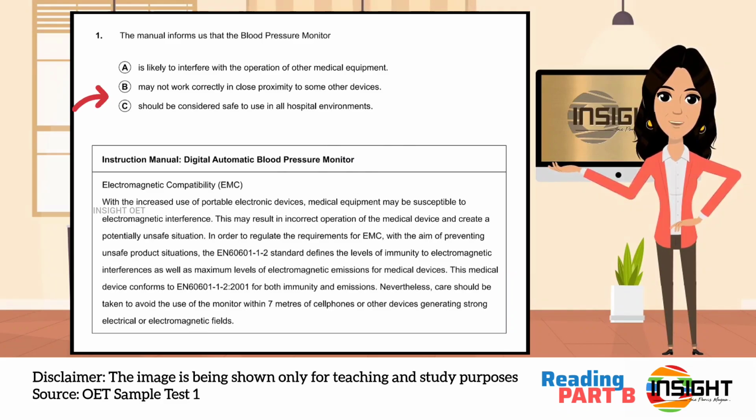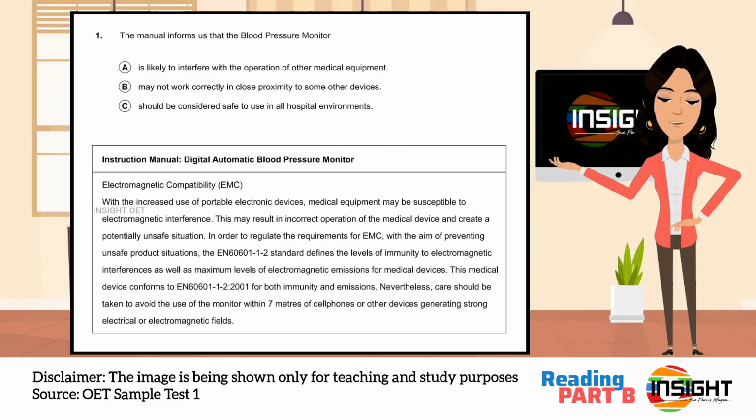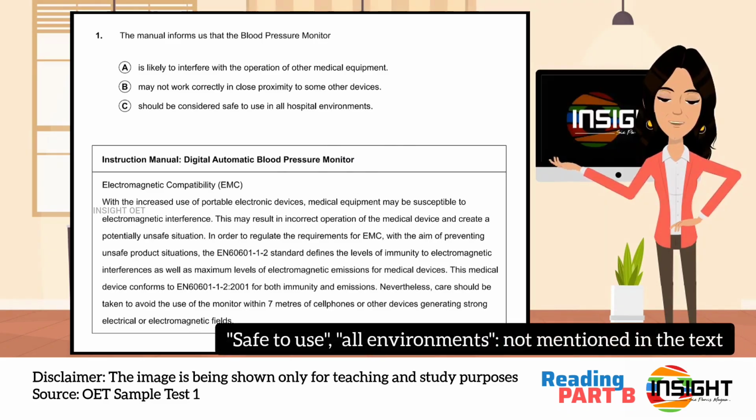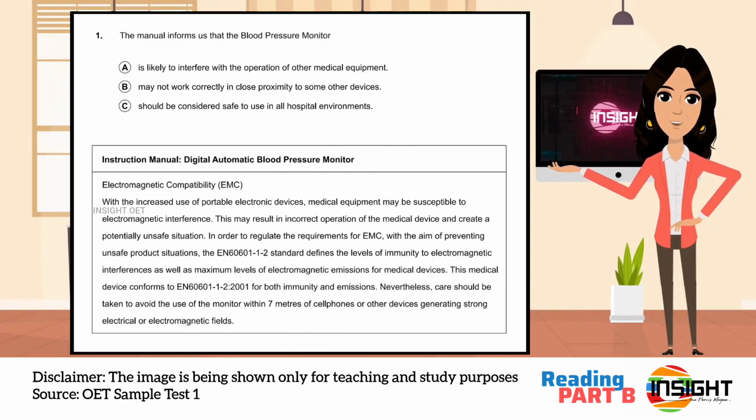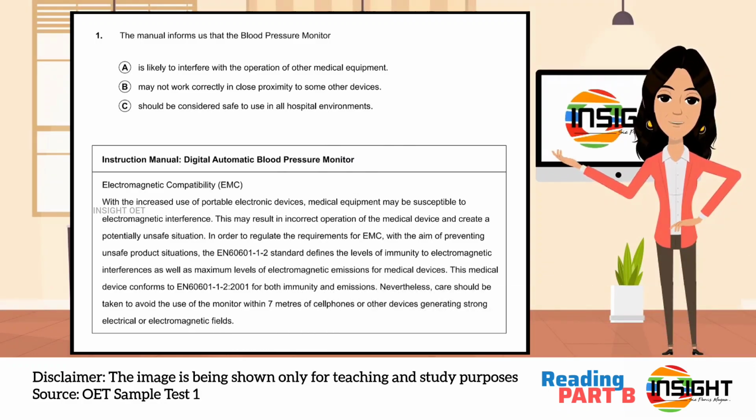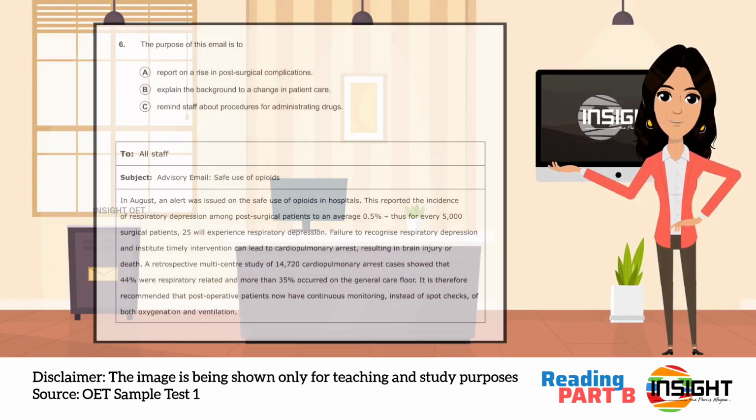Anyway, option C says the blood pressure monitor should be considered safe to use in all hospital environments. This "all hospital environments" is not matching with the text, as it is not mentioned anywhere. So, out of the 3 options, the most appropriate option is B. And that's the answer. Here's another question.